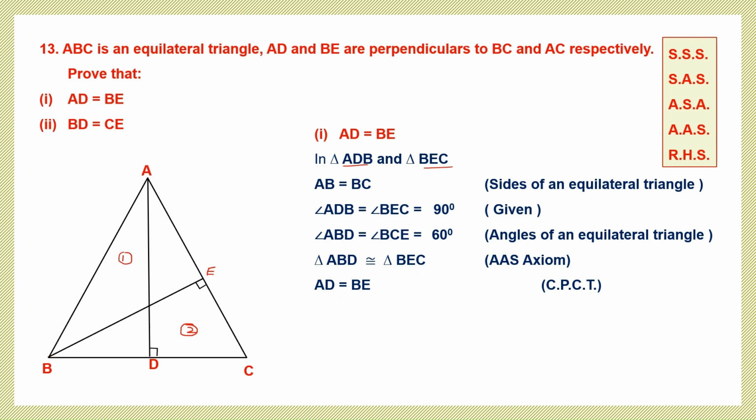Now, the next thing that we have to prove is BD is equal to CE. Where do we have BD? BD is part of this first triangle. Then we have CE, which is part of the second triangle. As you can see, they are corresponding sides. They come next to the right angle. They are corresponding sides of two congruent triangles. So they will be equal. So what is the reason? CPCT is the reason and hence we have proved it.